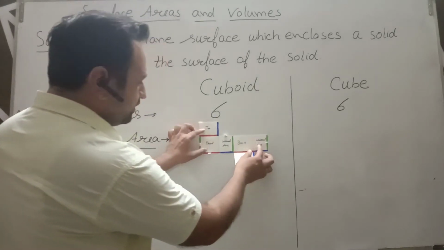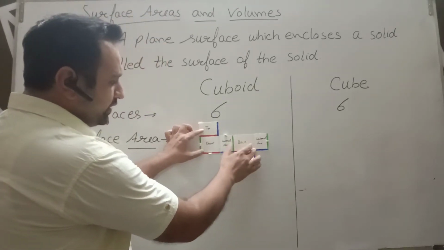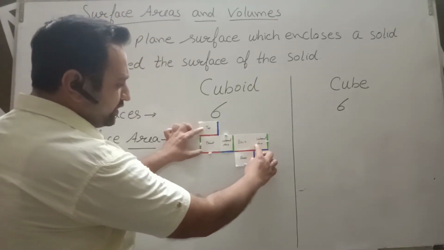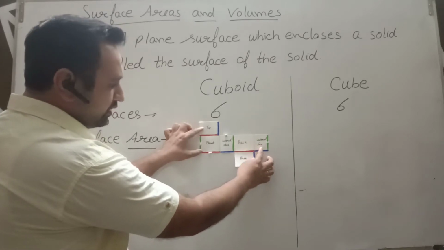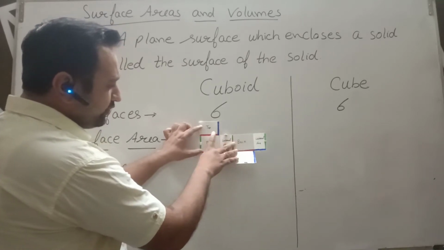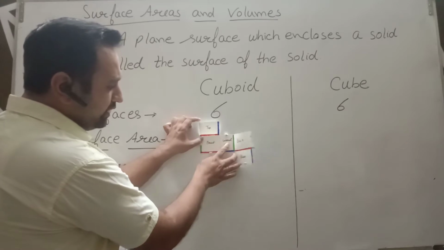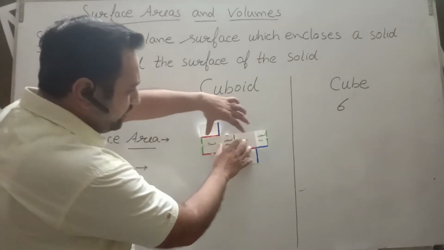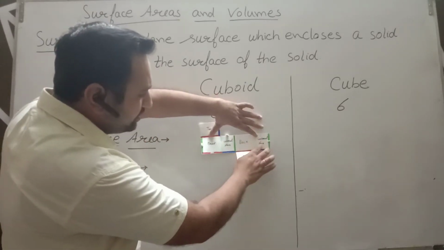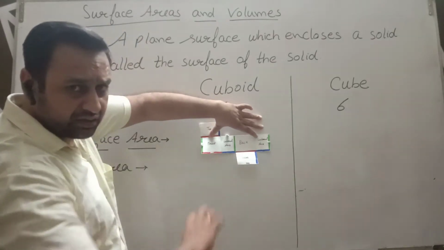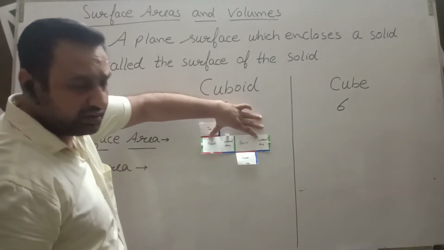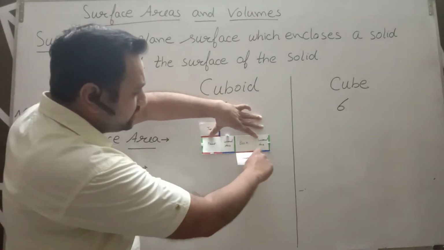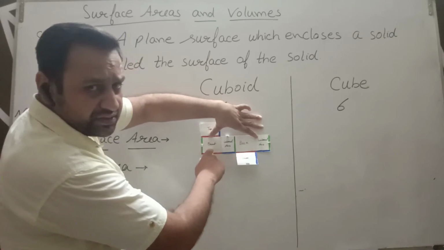Like this. We see that there are a total of 6 surfaces, in which this surface is the top surface and this is the base, and these are a total of 4 surfaces which cover the solid, and these 4 surfaces are called lateral surfaces.